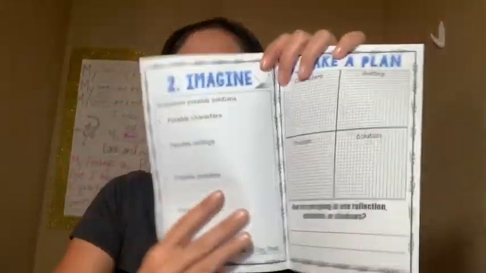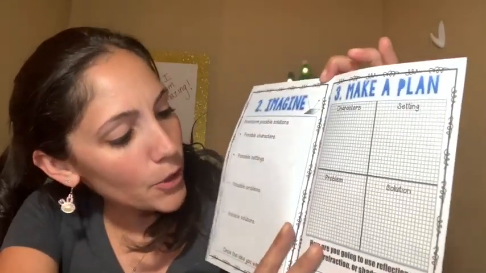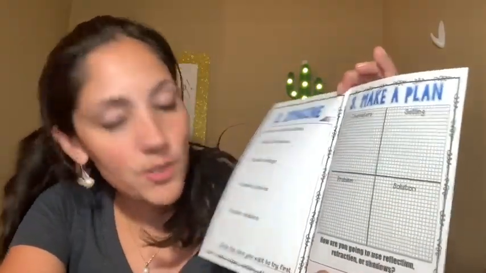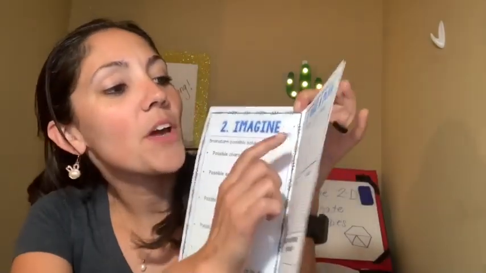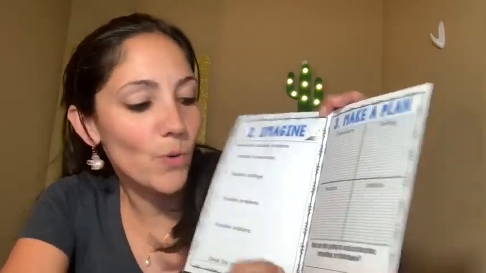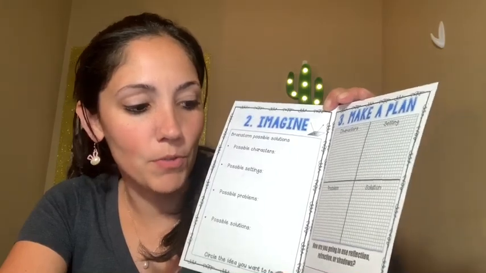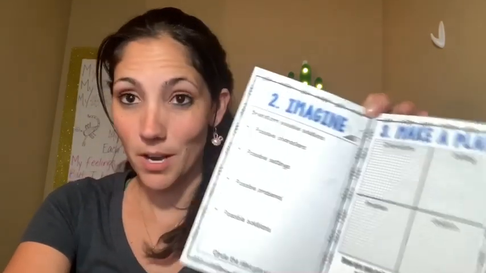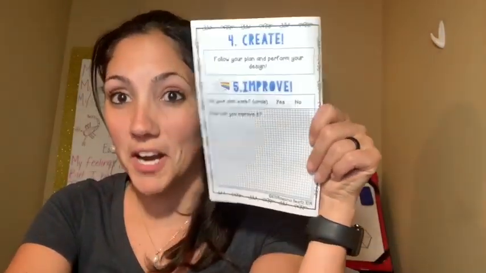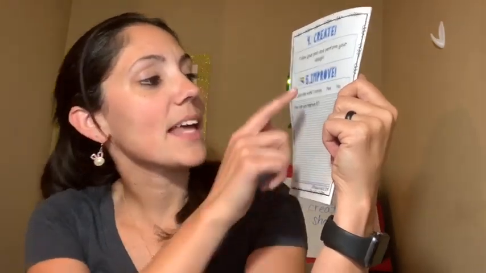So using that criteria, you guys are going to imagine some different characters, settings, and problems. Choose which ones you'd like to work with. Then go ahead and make your plan, design your story, and explain how you're going to be using reflection, refraction, or shadows. Then after your plan's complete, try it out. Create your performance, perform it, and definitely perform it for someone, perform it for your family, and record it when you guys are ready. Decide, did it work, or would you like to make some improvements.